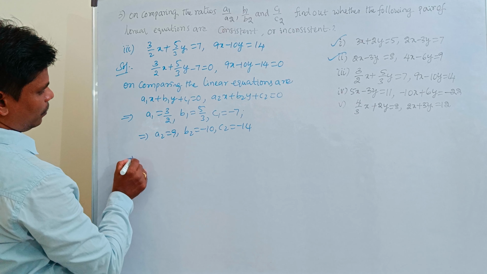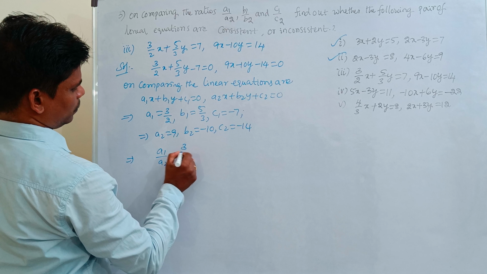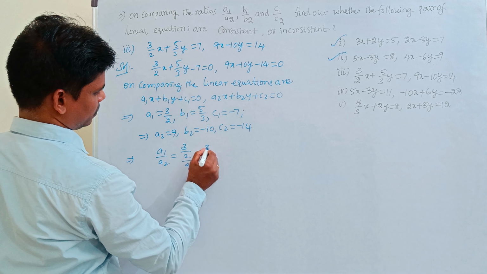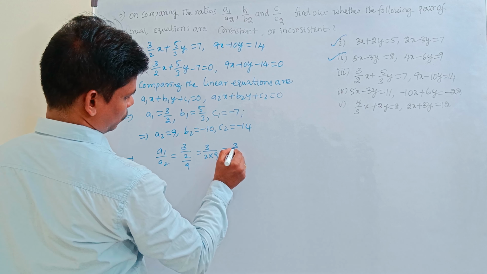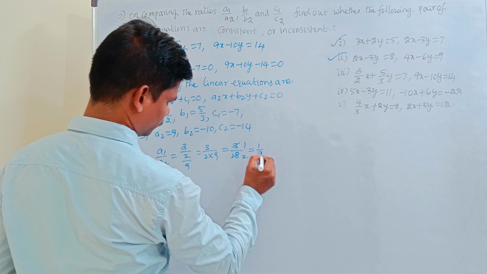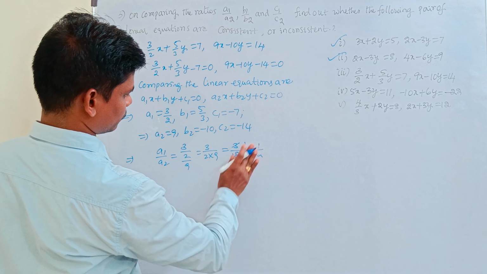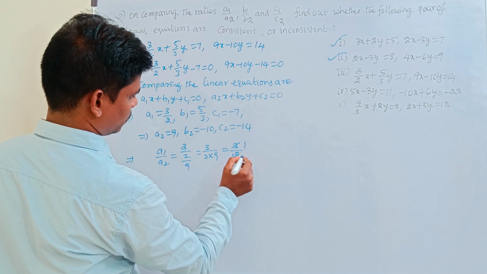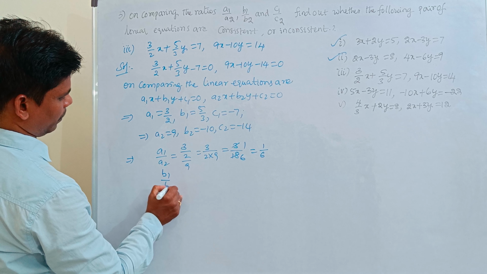Therefore, write the ratios here. a1 by a2 is equal to 3 by 2 by 9. So that is 3 by 2 into 9, which is equal to 3 by 18. 3 ones are 3, 3 sixes are 18, so that is 1 by 6. Next, b1 by b2.